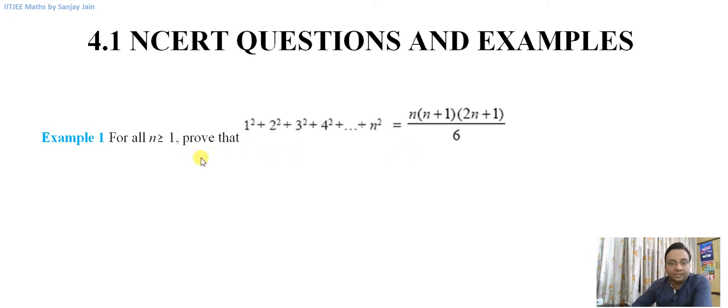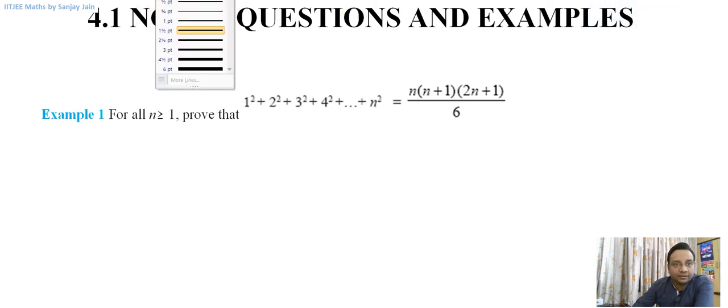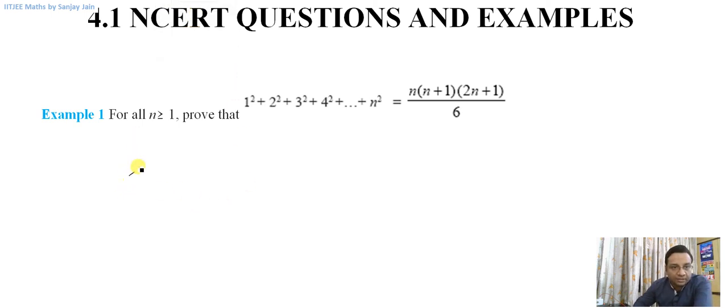Let us start with this example here. For n greater than or equal to 1, there is this statement that is given and we need to prove that it is true, right? It is mentioned it is true for all n greater than or equal to 1. Even if in some question it is mentioned that it is for n greater than or equal to 3, you don't have to worry about that. You can start your chain reaction with 3.